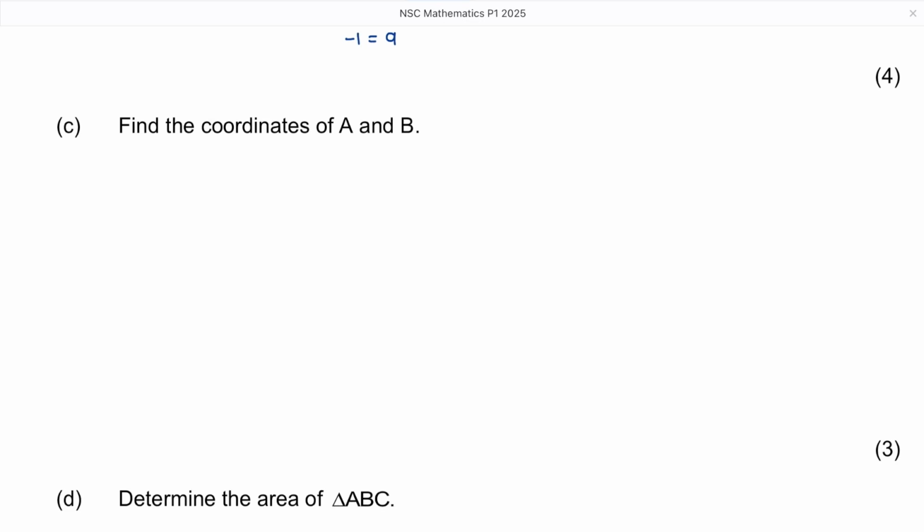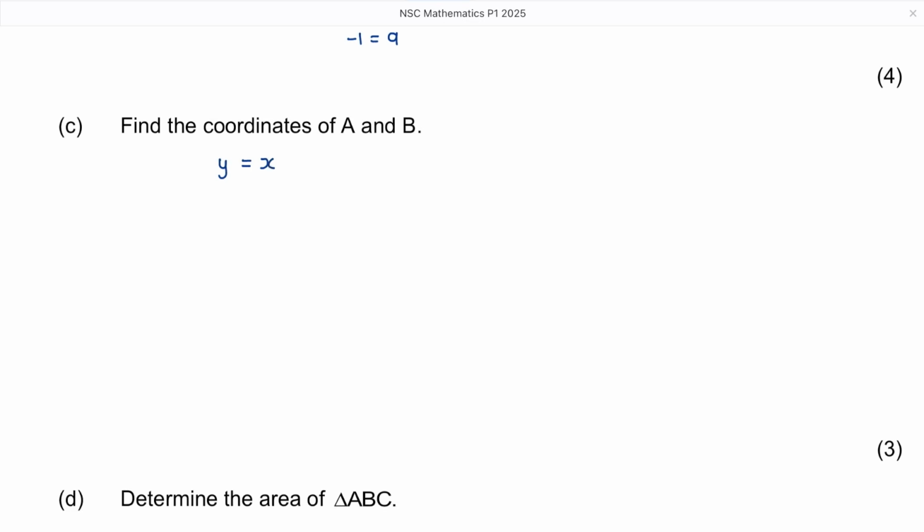A is the x-intercept of the positive equation for the axis of symmetry. So this is the positive equation. To get any x-intercept, I'm going to make y equal to 0, and then to get x alone, I'm going to bring the 6 over. So then we can say that A is (-6, 0).